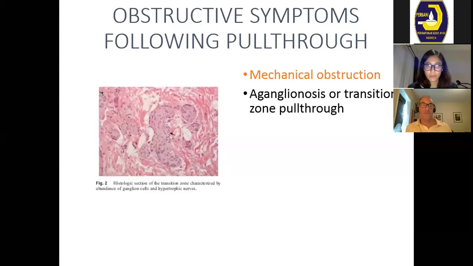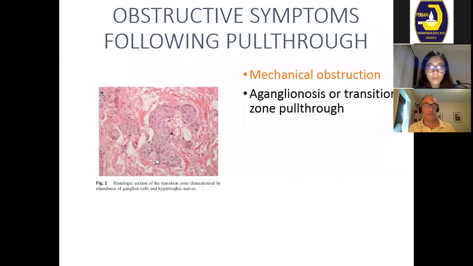The second cause for obstructive symptoms after a pull-through is persistent aganglionosis or a transition zone pull-through. And usually this is because of an error made by the pathologist at the time of the original pull-through on the frozen section. Or it could be for the reasons that I mentioned before, where you haven't gone proximal enough in your resection and you actually have pulled down the transition zone.